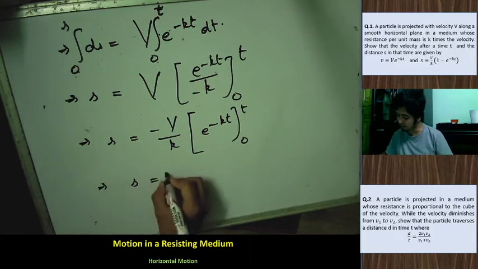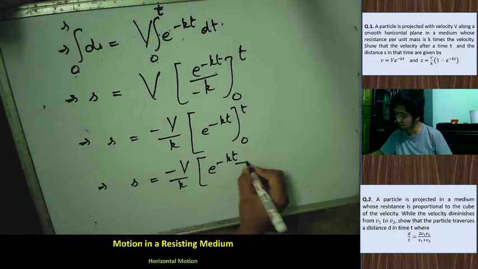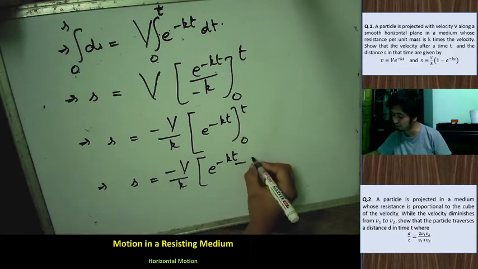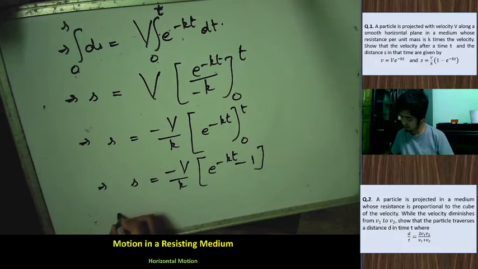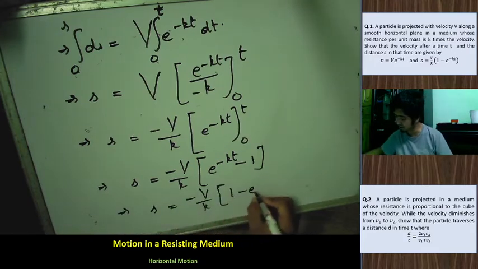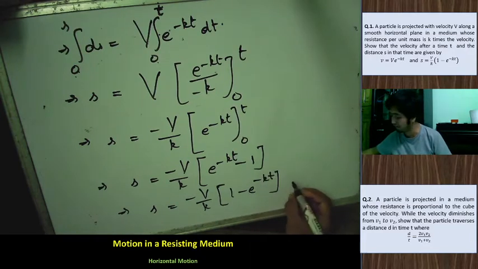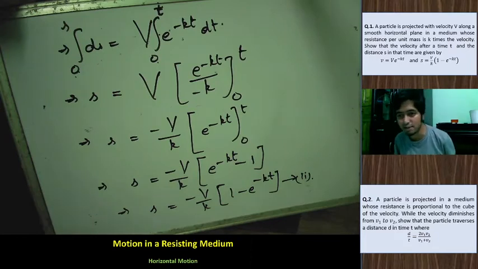So we are done. e power minus kt minus e power 0. e power 0 is 1. So we are done. This is the required expression that we want to find. So we are done. This completes question 1. As you can see, it's fairly easy.